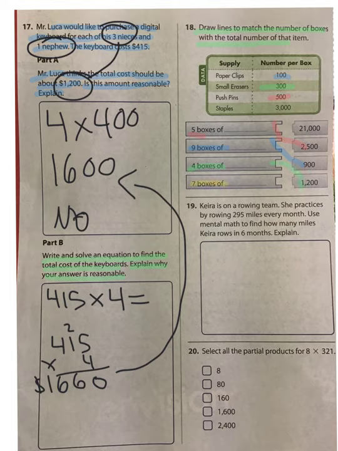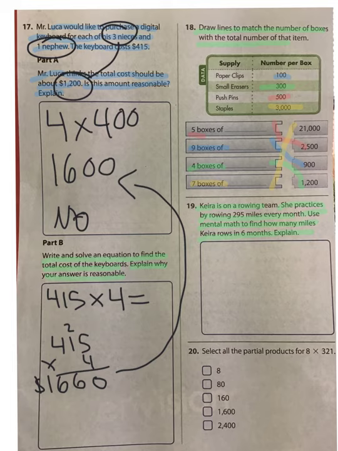Number 19. Kara is on a rowing team. She practices by rowing 295 miles every month. Use mental math to find how many miles Kara rows in 6 months. Explain. I am just going to work out this problem. What it's asking you to do with using mental math is to round 295 to 300, multiply that times 6, and then subtract the extra 5 from each number, and 5 times 6 would be 30, so you would subtract 30 from your answer.